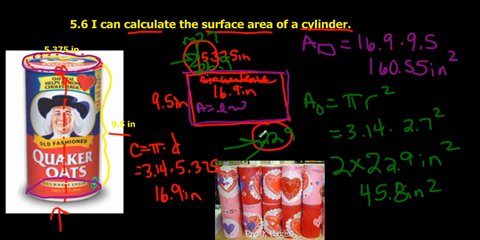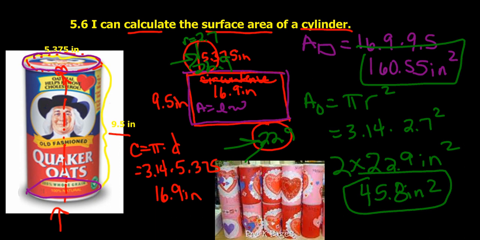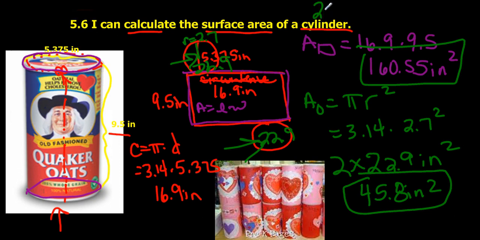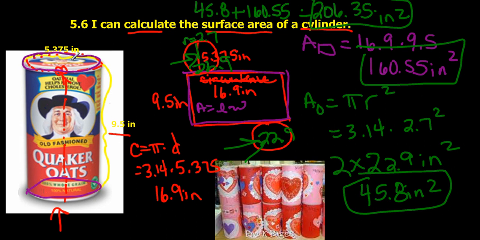So now I have my 2 circles at 45.8 and my 1 rectangle at 160.55. If I simply add them together, I take the area of my pieces, 45.8 plus 160.55, to get 206.35 inches squared. That's the total area of all the surfaces of my cylinder.